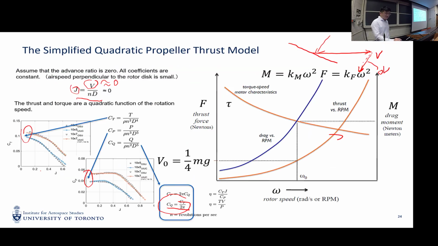Another thing here is that if CT, CP, and CQ are constant, we can see here it is a function of the square of n. So in the later lectures, we just assume that both the torque on each individual rotor and the thrust on each individual rotor is a quadratic function of the rotating speed. Good? Because CT, CP, CQ here are constant, and this is a quadratic relationship between the RPS and the thrust.